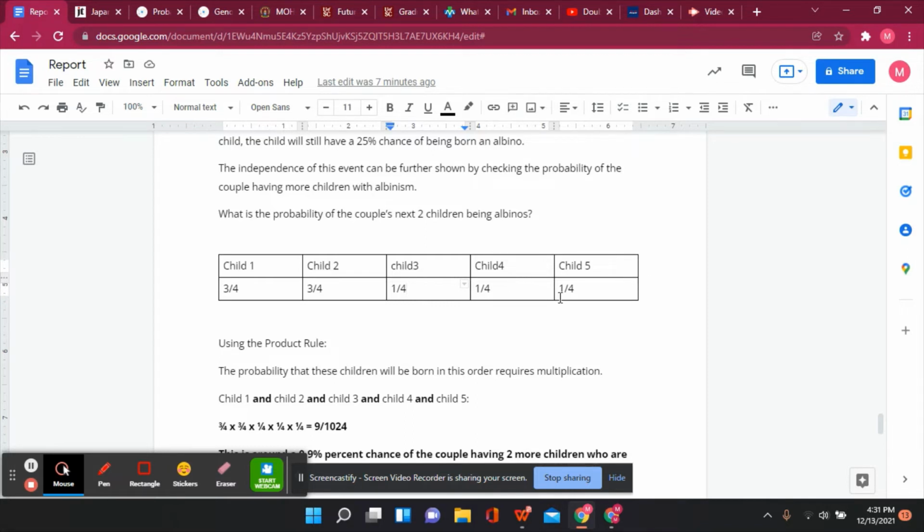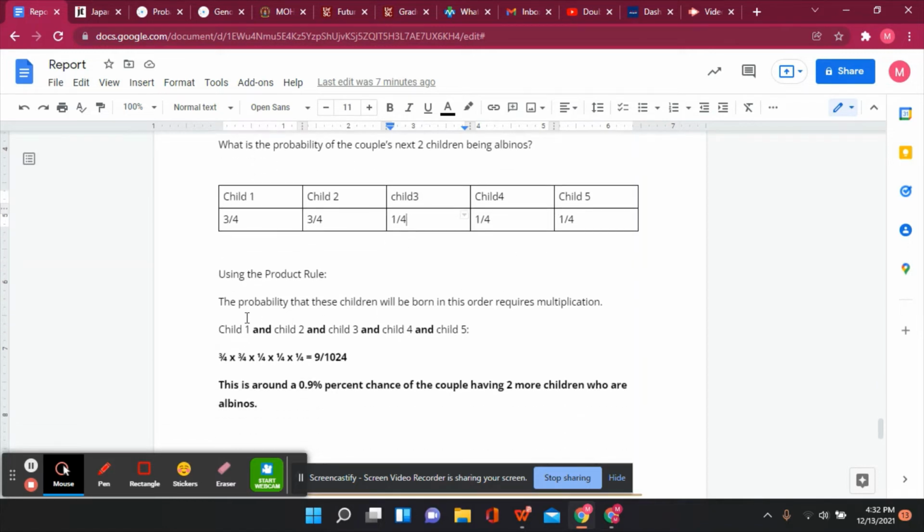And then child four and five are expected to be albino, so we put that probability. Because these are independent events, the probability of child one's existence does not affect child four or five's existence. Now what we are doing is saying these people have child one who does not display albinism, which is three quarters, and then child two's probability, child three's probability, and we are taking these together because we expect these to occur in a sequence.